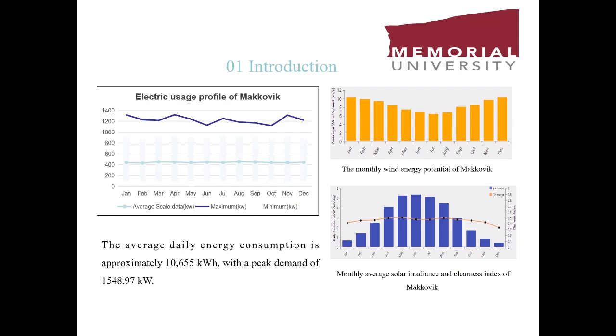Also, the average wind speed for each month in Makkovik is shown in the top right figure. The data are from NASA surface meteorology. It shows that wind speed is quite a bit lower in the summer than in other seasons. The annual average wind speed is recorded as 8.53 meters per second at 50 meters height. Also, according to the GHI data, a large amount of solar energy can be used from April to August.